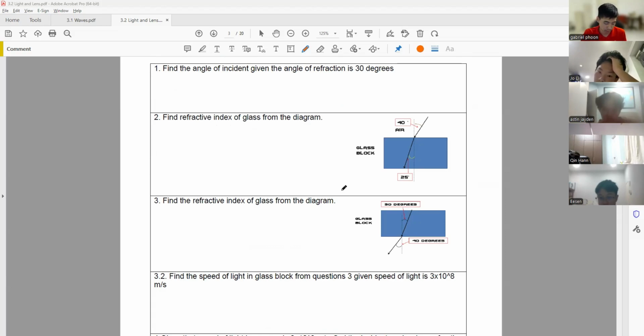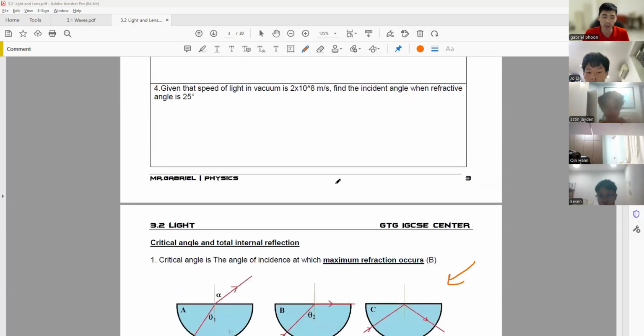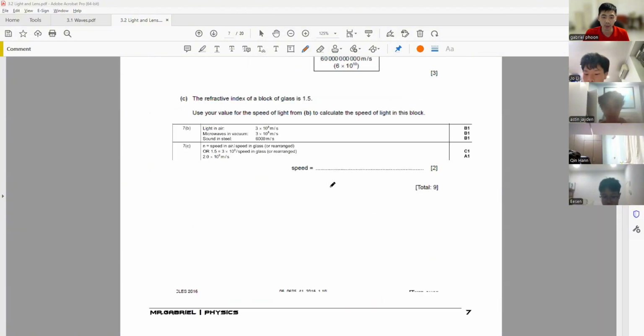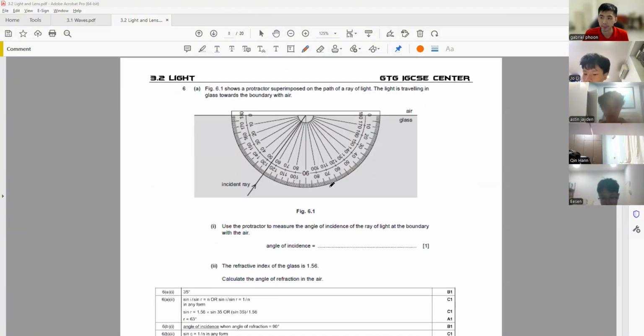Okay, guys, I'm going to stop class here today. Please finish up the 4 questions. We'll discuss the answers next week. Then after that, we'll continue with the next part of light, which is going to be total internal reflection, critical angle, and then we're going to do questions together already.